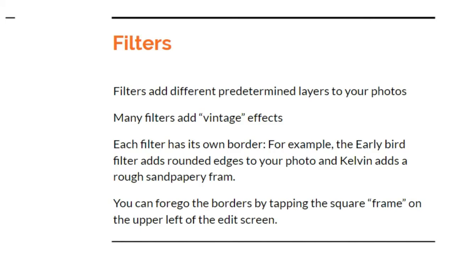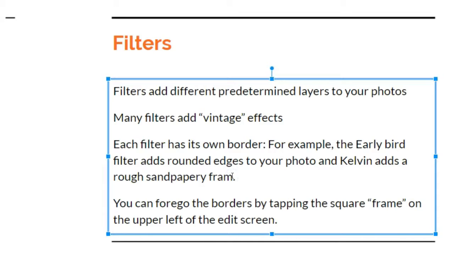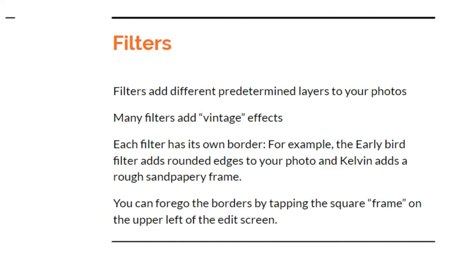Filters add a different predetermined layer to your photos. You can add stuff that will make your photos look vintage. You'll have a border on it. The Early Bird filter has rounded edges that it puts on your photo, and Kelvin adds a rough, sandpapery frame. So what you can do is not have any of those borders on there by tapping the square frame on the upper left of the screen.